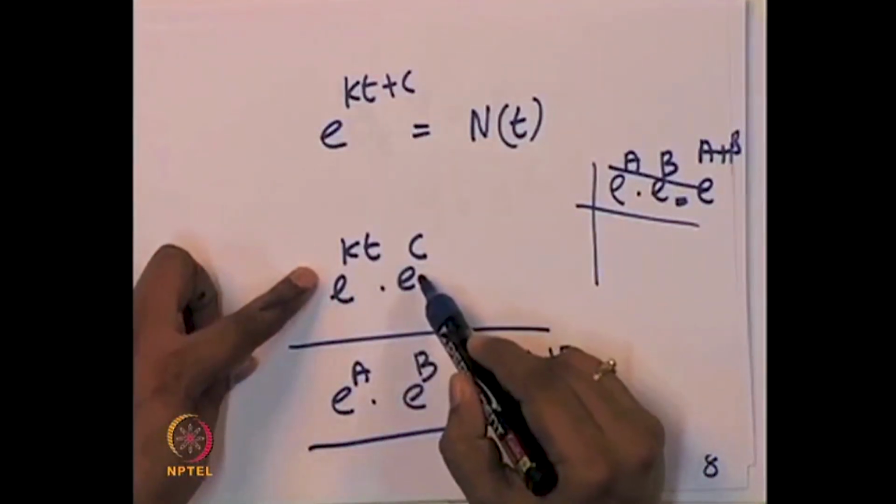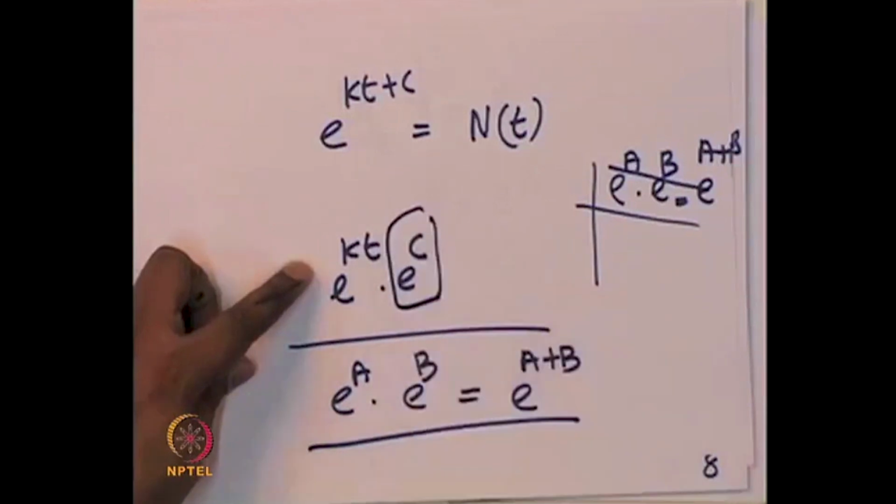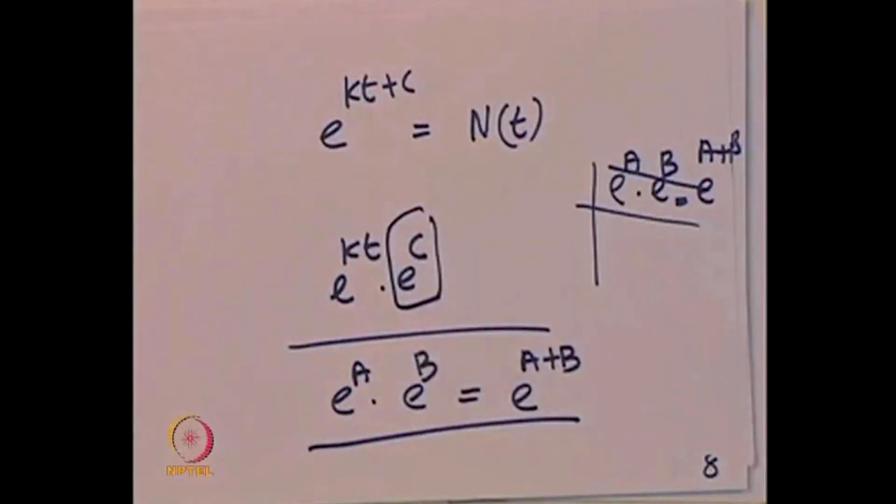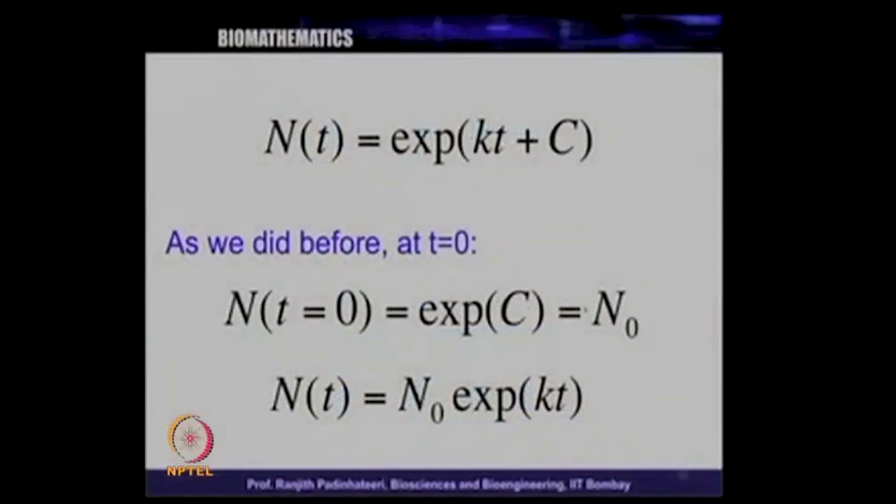So, that is what we did here. So, we know that e power c is n0, and this e power c is nothing but n0. So, n of t is n0 e power kt. So, we can write it this way.